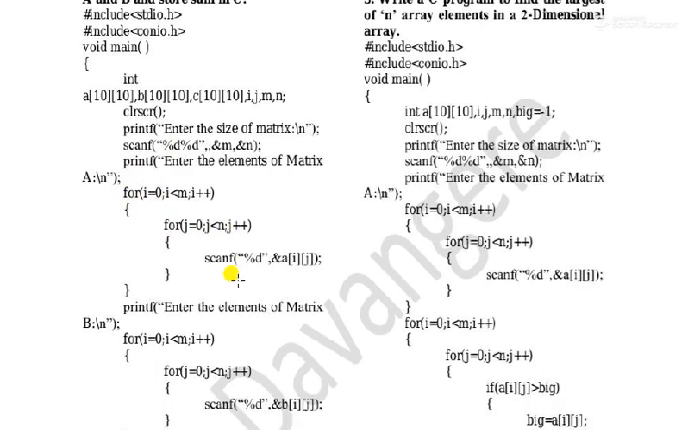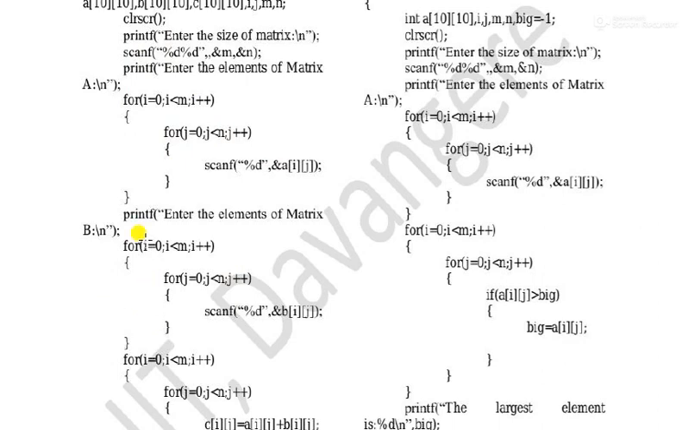Next, printf enter the elements for matrix B. Next you have to enter the elements for matrix B. Same loops you have to use: for i is equal to 0, i less than m, i plus plus, but the matrix name is changed. So b[i][j]. Before you start writing the program, if you want to add two matrices, you must know one thing. If the two matrices are square matrices and their rows and columns are equal, then only you can perform addition. Otherwise you can't perform addition.